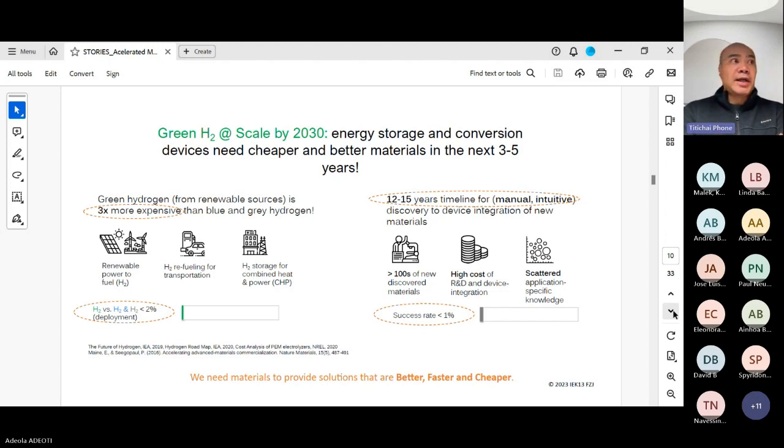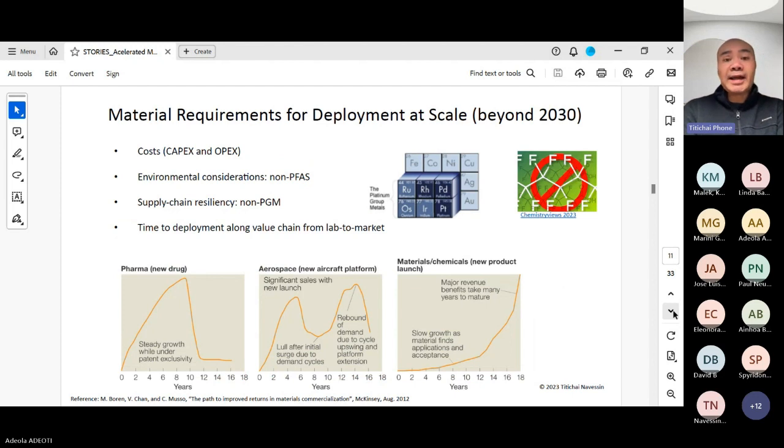Typically, or historically, it takes about 12 to 15 years for materials to move from discovery in the lab stage into device integration. And we've seen this in PEM fuel cells, and we've seen this in electrolysis. With the success rate of materials being able to penetrate of less than 1%. So it's risky, it's expensive, and it's long, right? That needs to change. How do we do that collectively? So the next slide shows material requirements for deployment at scale.